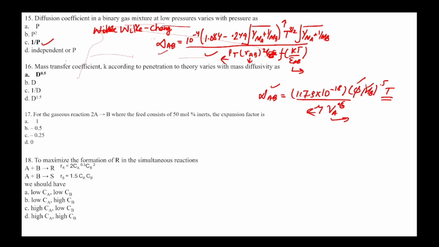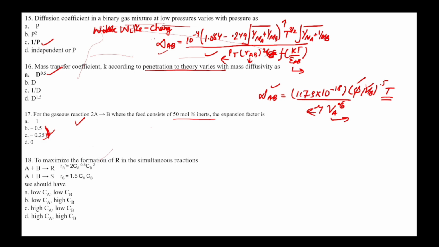Okay, mass transfer coefficient K according to penetration theory varies with the mass diffusivity to the power 0.5. That is understood. For a gaseous reaction 2A gives V, where feed contains 50 mole% inerts, the expansion factor. Okay, I will not solve this question because I have solved this type of question 2-3 times. So it is very simple and straightforward. You solve it easily. I think this is the answer. Among these two, one is the answer.